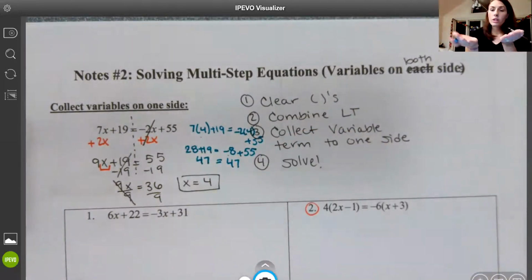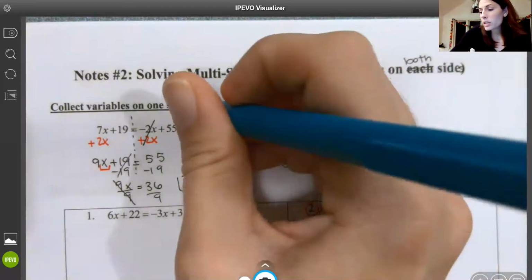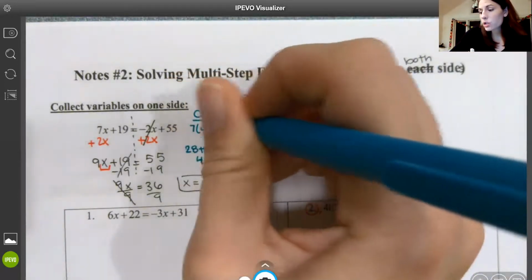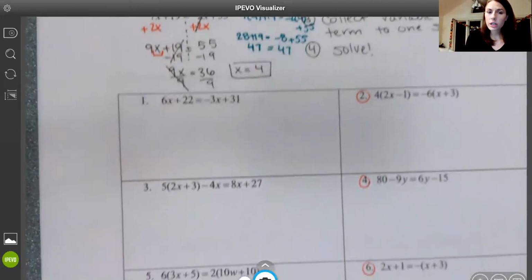And so again, I know that that's the correct answer because I've got this balance. It gave me the same numerical value on both sides of the equal sign. When I substitute in 4, it's an equivalent equation. Okay, I have 47 on one side and 47 on the other. Again, you don't have to do this check, but it's nice to do, especially if you're unsure of the final answer that you got. Okay, so now let's look at a couple together, and then I'll let you try a couple on your own.